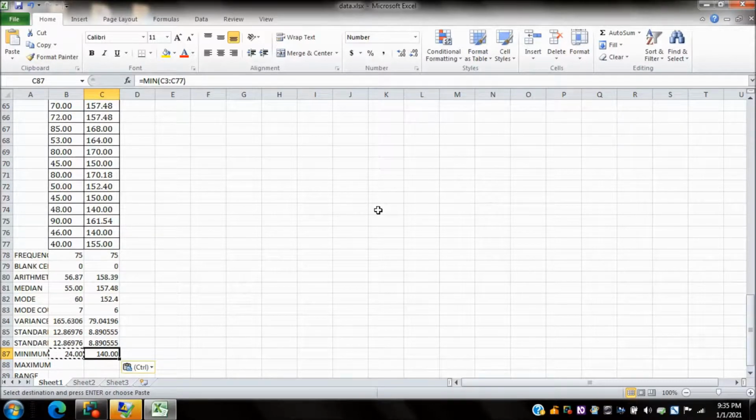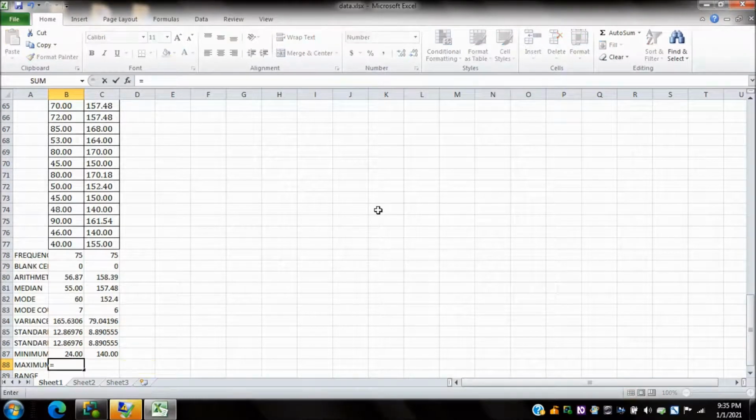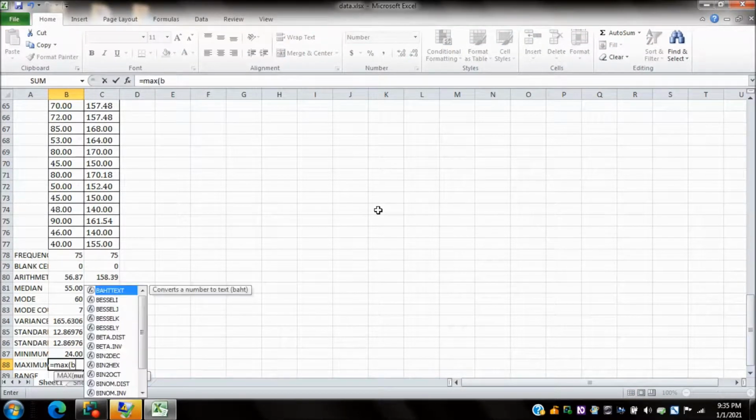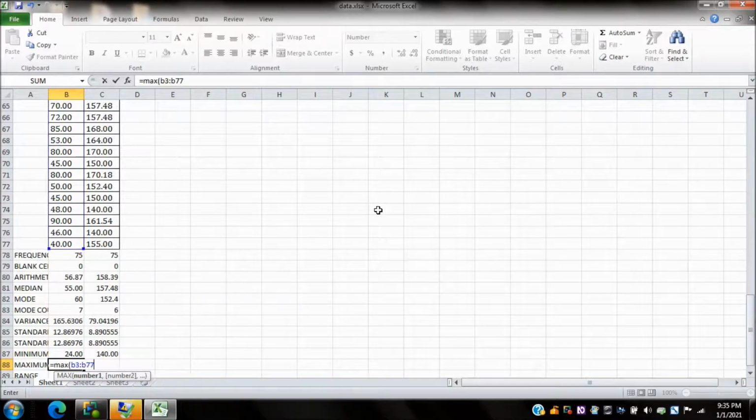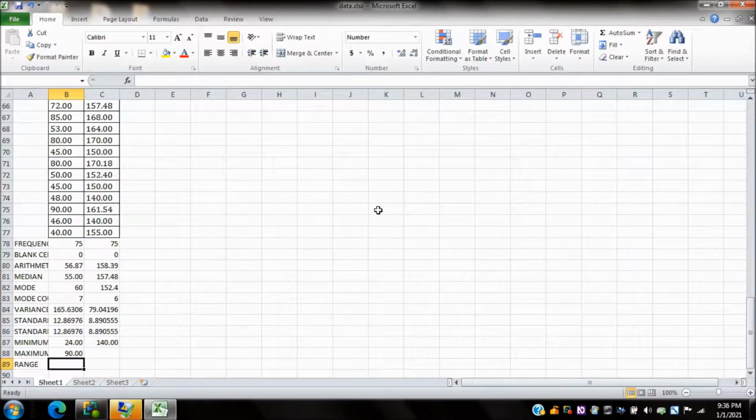Next, I want to find the other extreme, which is the max, or the maximum. So here I'm going to input the function, which is equals MAX and the cell range. MAX, left parenthesis, B3 colon B77, right parenthesis. And I'll check. 90.00, formula B88. So the weight of the heaviest respondent is 90 kilograms.